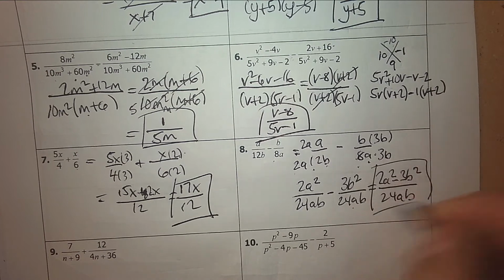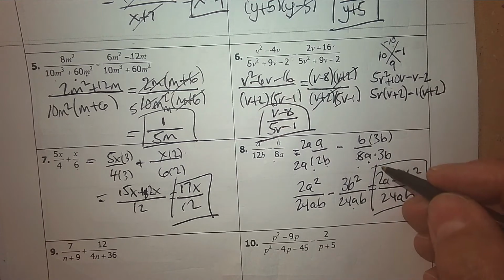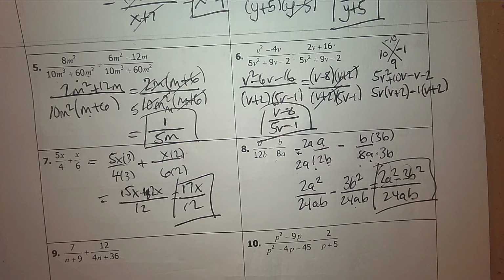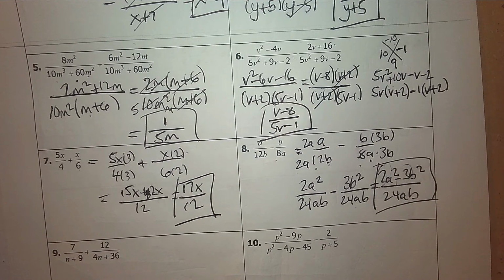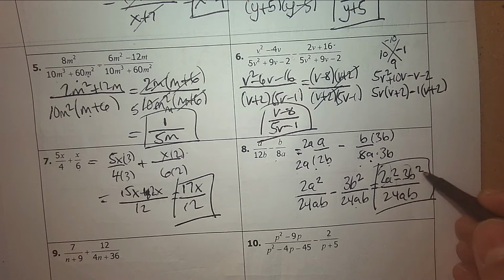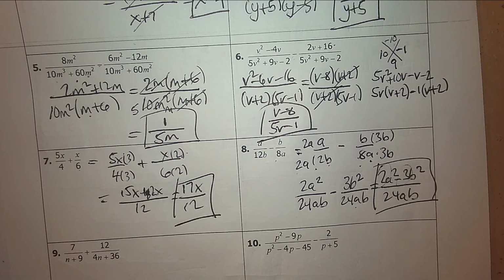Now the top might be a difference of squares, but the square root of 2 and the square root of 3 doesn't allow that. And that's it. There's nothing more we can factor in that. No difference of squares, then it's in prime form. Number 9.